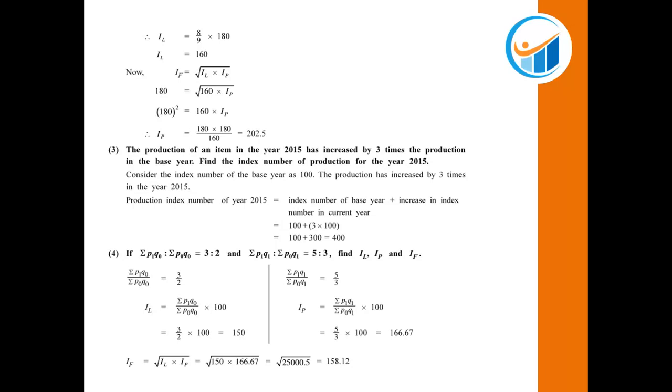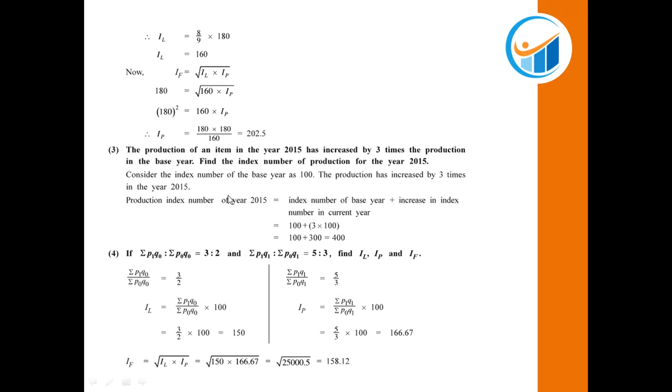Keeping in mind what is given in the question, you see they mention that the production of an item in the year 2015 has increased by 3 times the production in the base year. When increase and times are both given, then for an increase by times, you add 1 to it. Here it is mentioned that production of an item in the year 2015 increased by 3 times, so you take it as 4. Because the base year index plus the increase, 100 plus 100 into times, will be the formula for the current year's production of the year 2015.